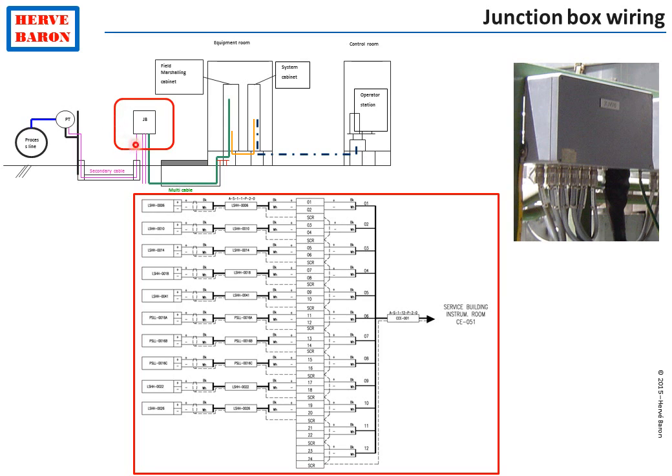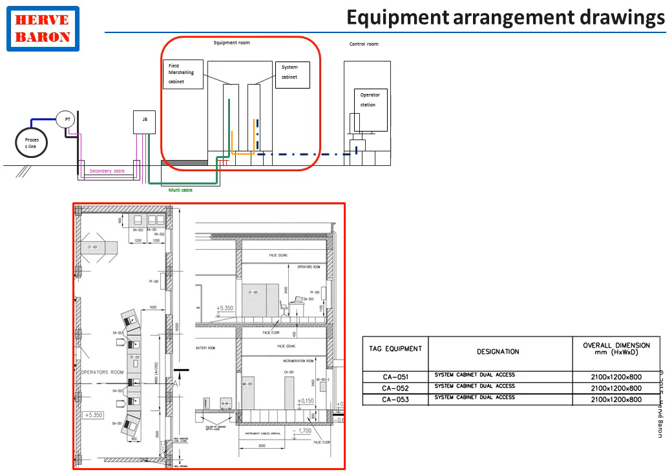The junction box wiring diagram shows the connections between secondary and multi cables. The equipment arrangement drawing shows the layout of the instrumentation equipment room, the position of the various cabinets.